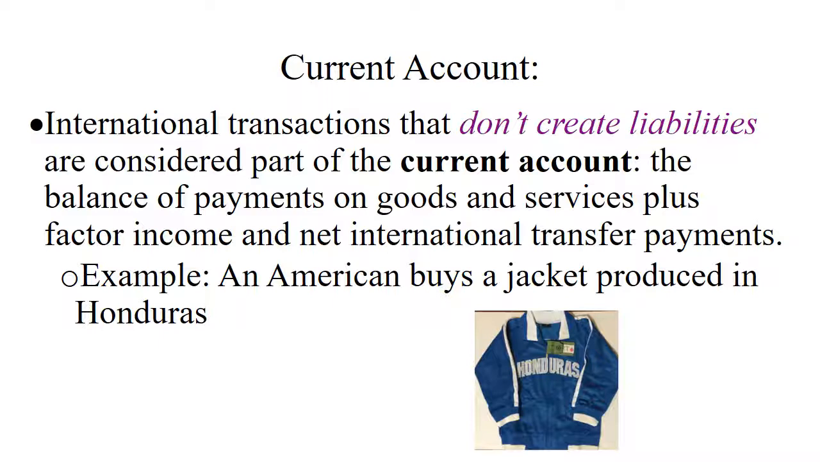These 3 categories we have: goods and services, factor income, and transfer payments. Once you buy the good, you don't have to buy it again. So here we see an American buys a jacket produced in Honduras. That would be a payment to a foreigner for a good or service. You might buy another jacket again next year, but we certainly don't know for a fact that you will. So this transaction has been completed. That puts it within the current account category.